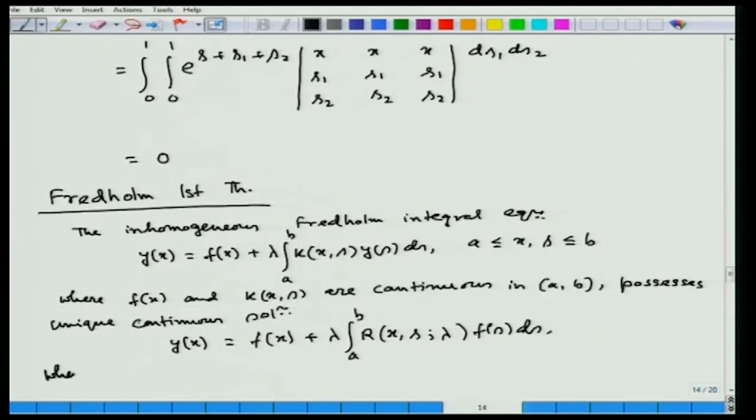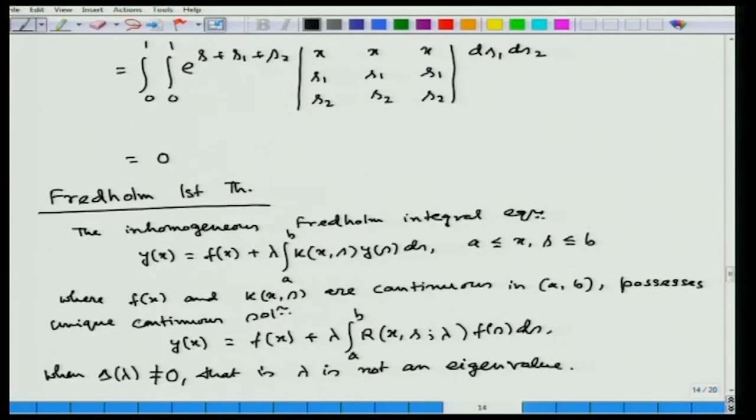when delta(lambda) is not equal to 0, that is, lambda is not an eigenvalue. In case delta(lambda) is not equal to 0, that means lambda is not an eigenvalue, then this Fredholm integral equation possesses a unique continuous solution that is given by this one.